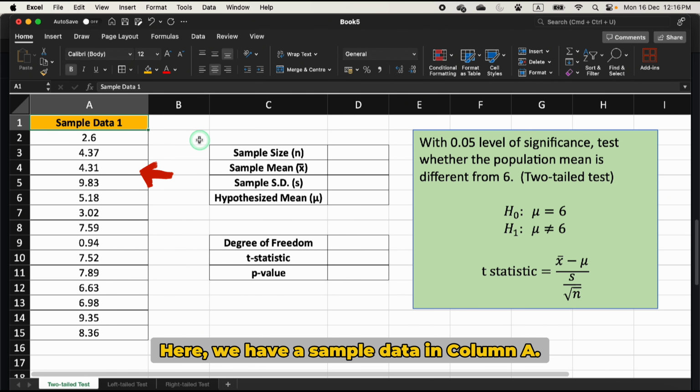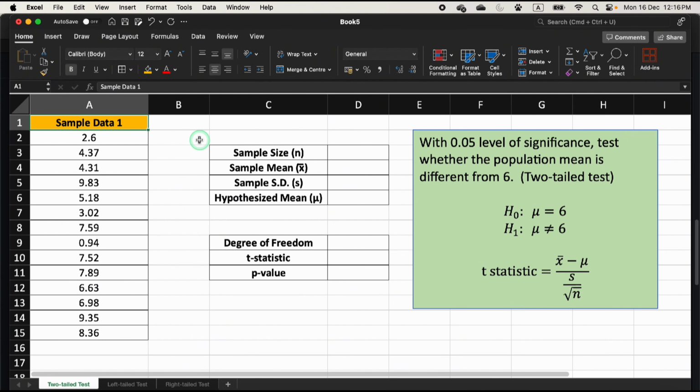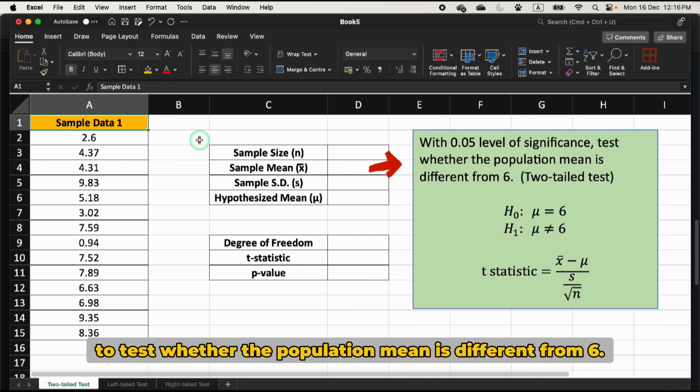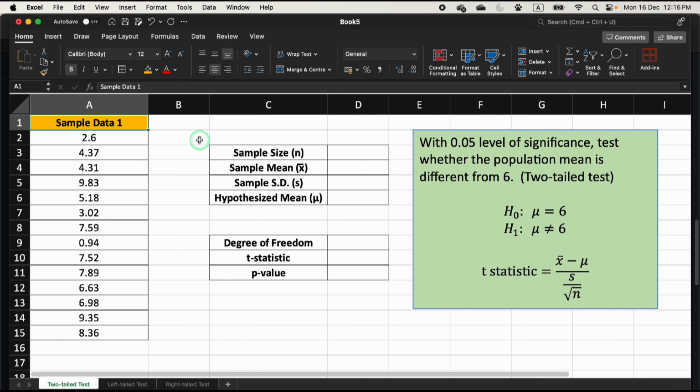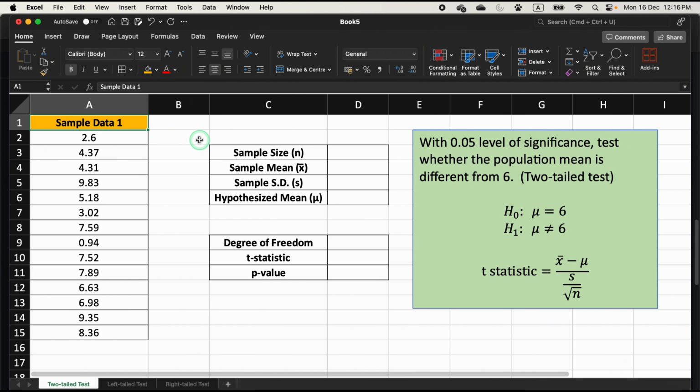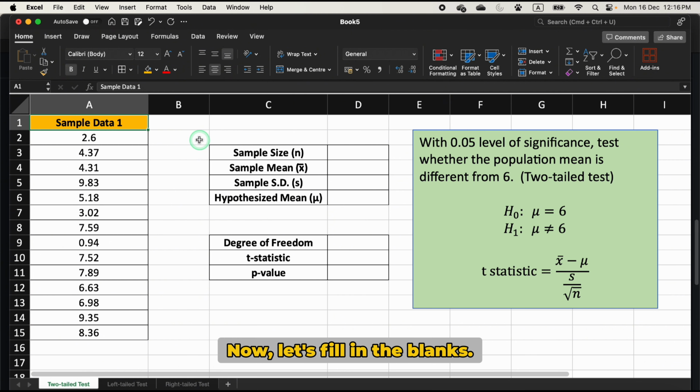Here, we have a sample data in column A. With 0.05 level of significance, a two-tailed test is conducted to test whether the population mean is different from 6. Null and alternative hypotheses are as follows. Now, let's fill in the blanks.